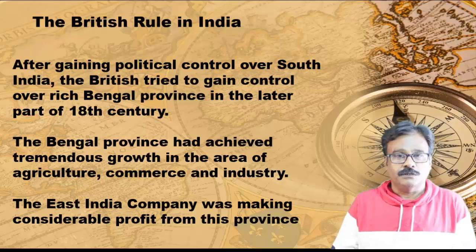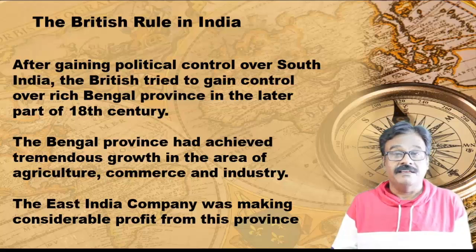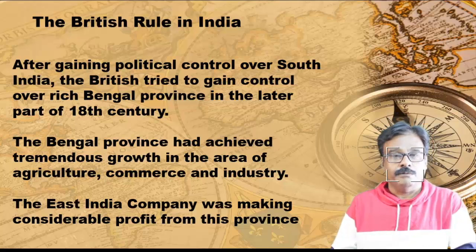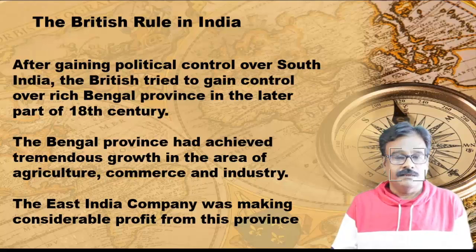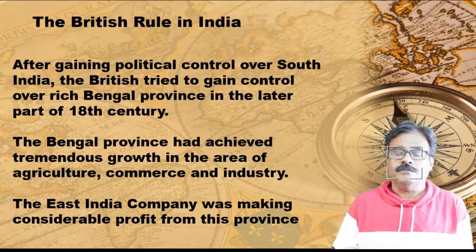They completed South India annexation. Now they turned their attention towards Bengal, present West Bengal, including Bangladesh also. All this area was very fertile. They made tremendous progress in the field of agriculture, commerce and industry. And East India Company was making not only profit, but considerable profit out of it.